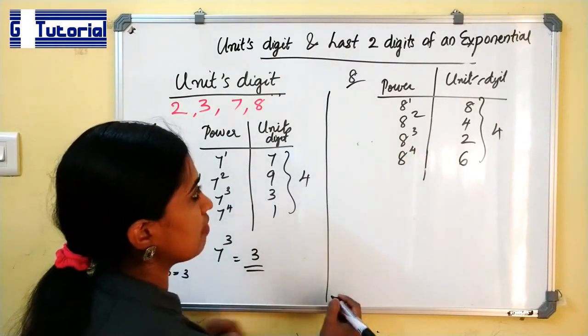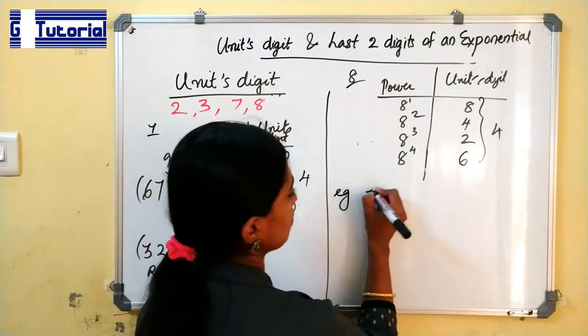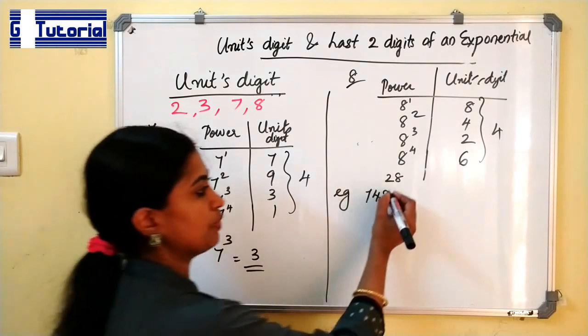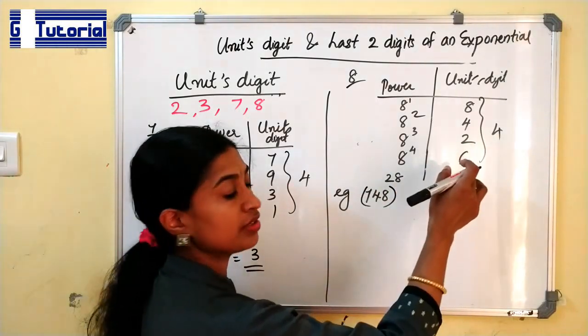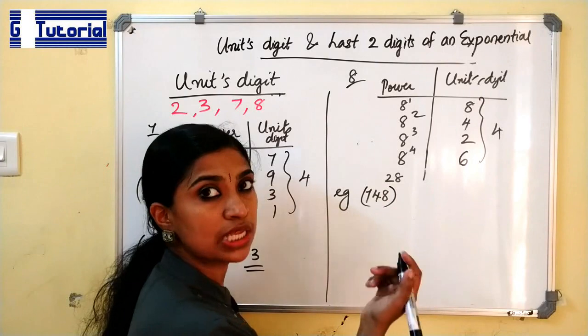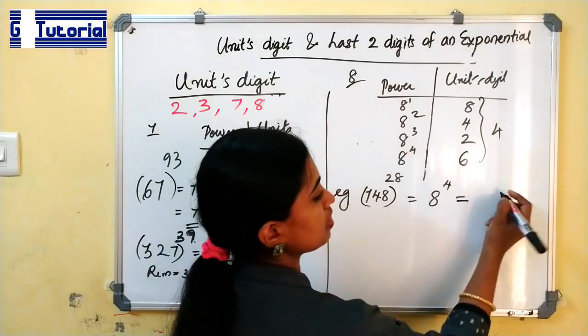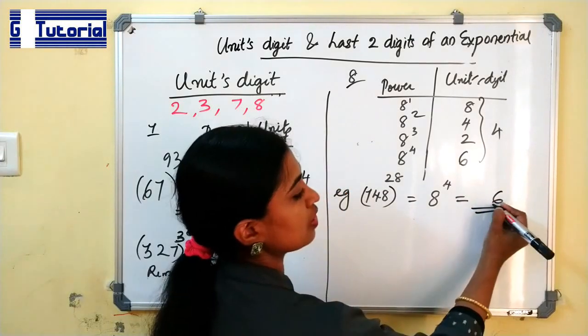Next, let us do some examples of 8. We have to divide the exponential by the cyclicity. 28 by 4 is 0. So 8 raised to 4 gives the answer. So 6 is the ending digit of this question.